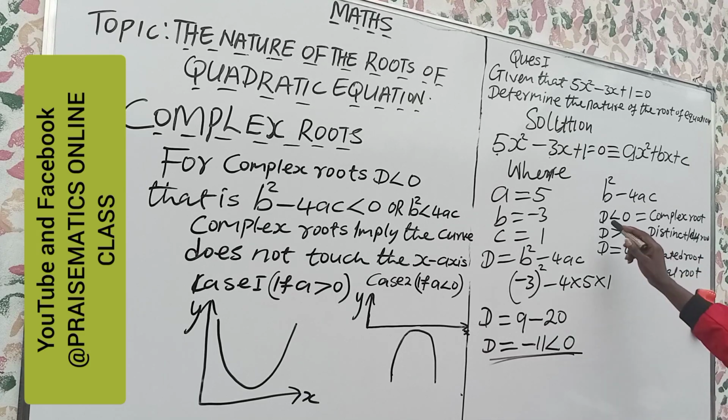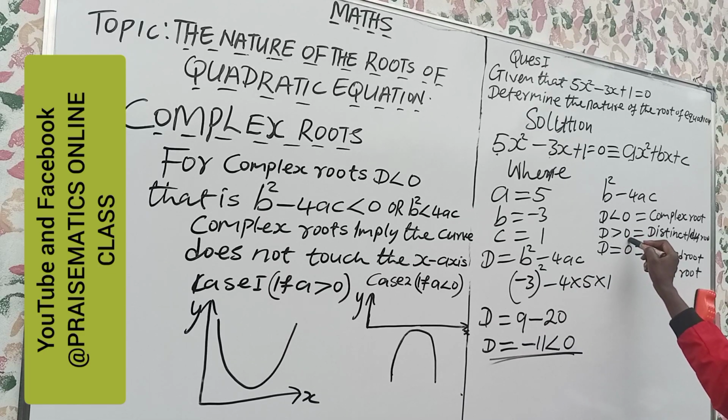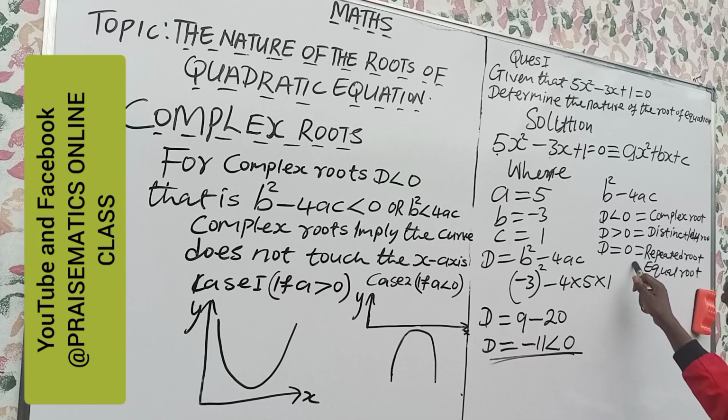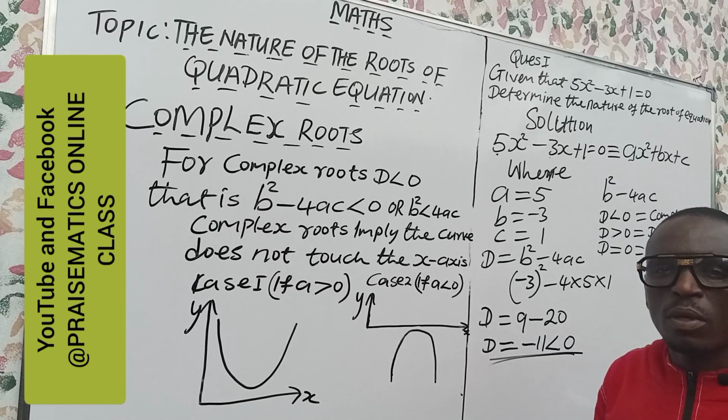If the discriminant d is less than 0, we call it a complex root. If the discriminant d is greater than 0, we call it a distinct or different root. If the discriminant is equal to 0, it is called a repeated root or equal root. That is the nature of the roots of a quadratic equation.